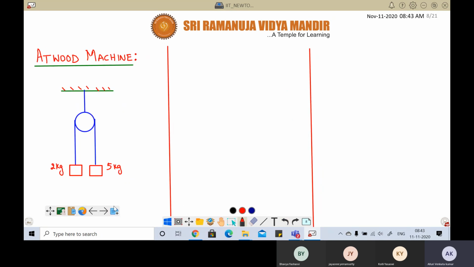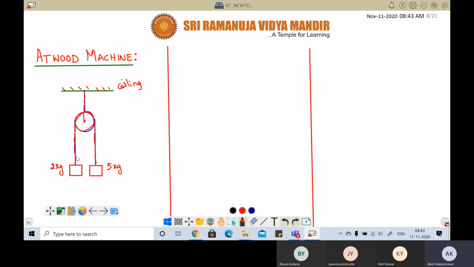Now let us see one very important point. It's called the Atwood machine. This is a ceiling, and this is one rope connected to a pulley. On this pulley there is one string like this. This string is different from this one. This is string 1, this is string 2. There are two strings, completely different.